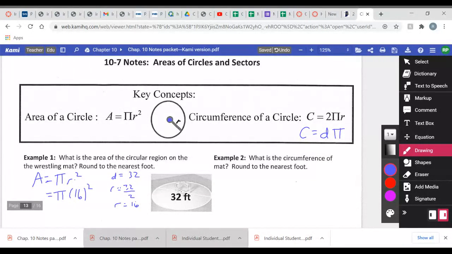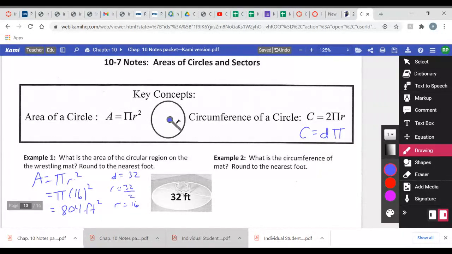Now it says round to the nearest foot, which is the nearest whole number. That means I am going to multiply by pi, because it didn't say leave your answer in terms of pi. But don't just use 3.14. You want to use the pi button on your scientific calculator to get the more exact answer. Then round that to the nearest whole number, which is 804. Remember, units for area are always squared, so feet squared.